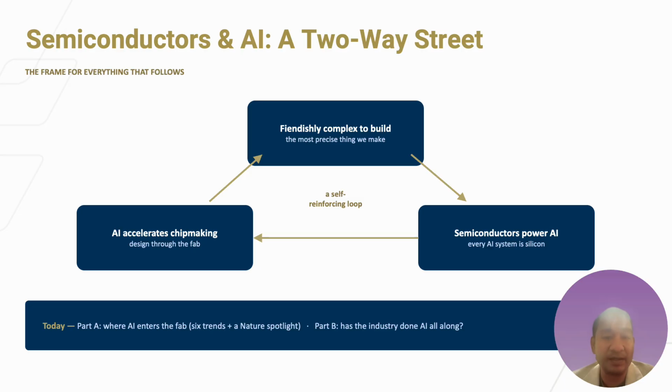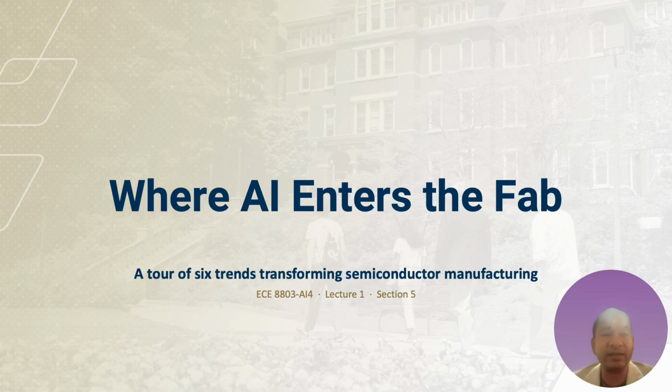Today's lecture has two parts. Part A looks at where AI is entering the fab right now through 6 trends and 1 detailed case study. Part B asks whether the industry has actually been doing this all along by looking at its history. Let's take the first direction of that loop, where AI is entering the fab today.